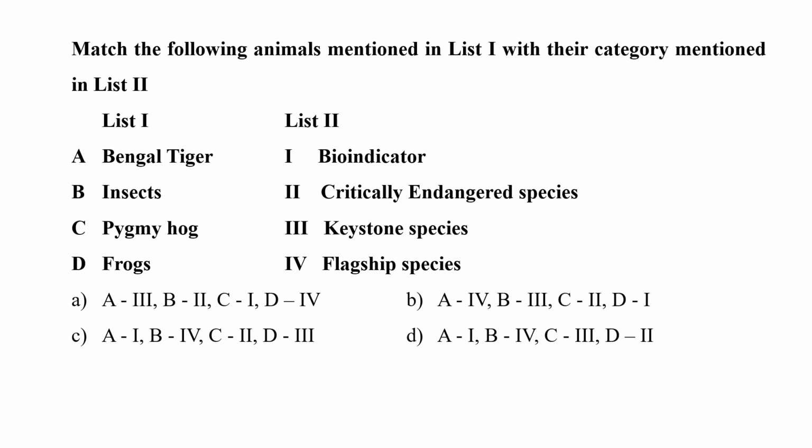So with these facts, our option B, which says A matches to 4, the flagship species, B matches to 3, the keystone species, C matches to 2, the critically endangered species, and D, frogs, matches to 1, the bioindicators, is going to be our correct answer.